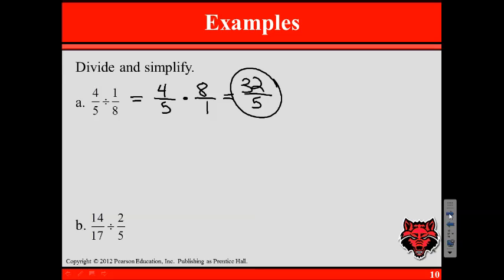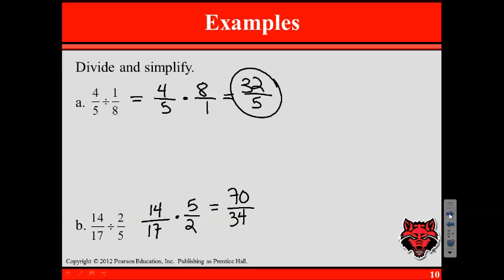Let's try another example. 14 over 17 divided by 2 over 5. Again, we write the first fraction exactly how we see it. Change the operation to multiplication. And we invert the second fraction. We flip it over. So instead of 2 over 5, we have 5 over 2. Now once we do that, we multiply. So we take 14 times 5. That's 70.